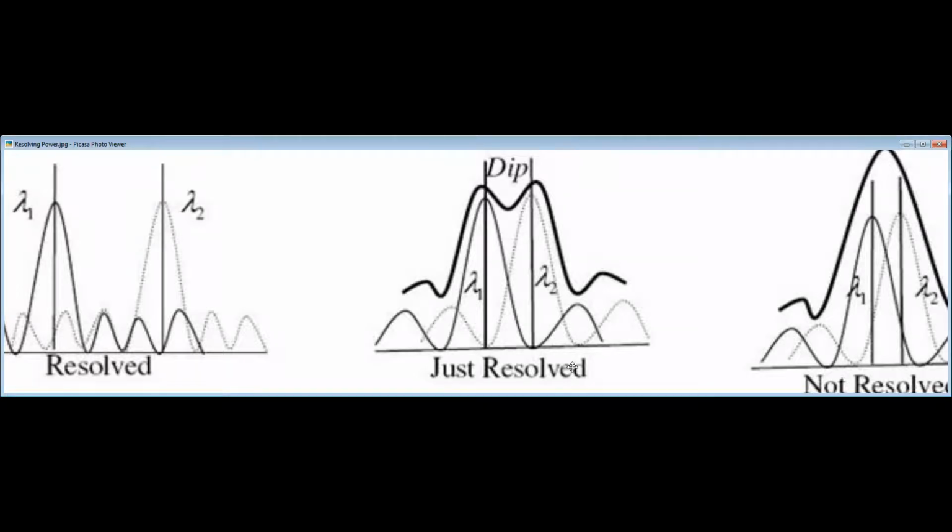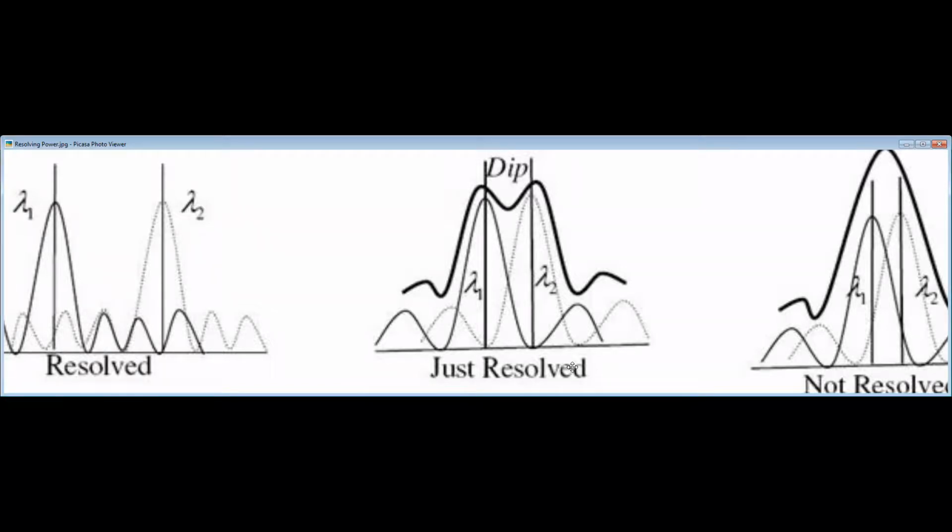We have three figures. One stands for well resolved, the other one is for just resolved, and the third one is for not resolved. Let us see in the case of well resolved, you can see that the intensity distribution of two wavelengths lambda 1 and lambda 2 has separate maxima.